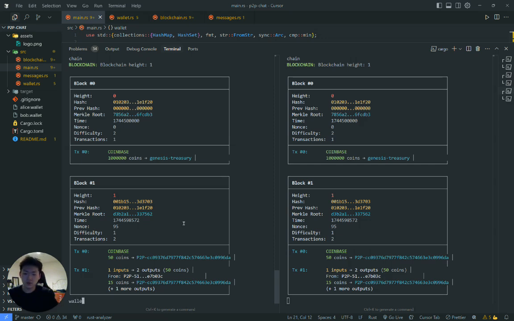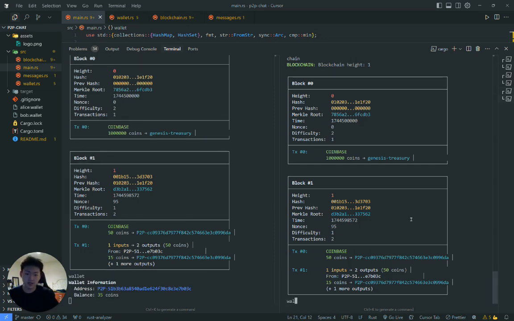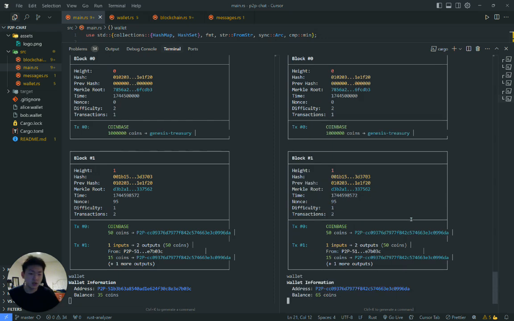If we run the wallet command to check the wallet balance of each node, we can see that now Bob has a balance of 65, composed of 50 from mining a block and 15 from Alice. And Alice now only has 35 because Alice sent 15 coins to Bob.